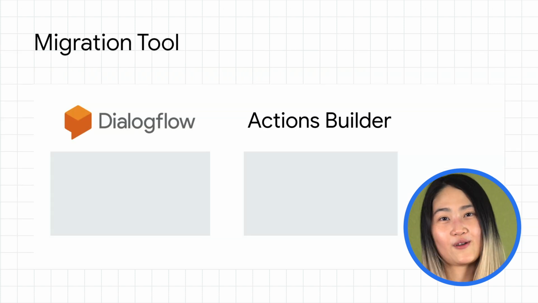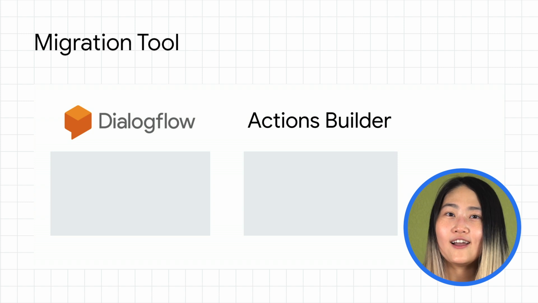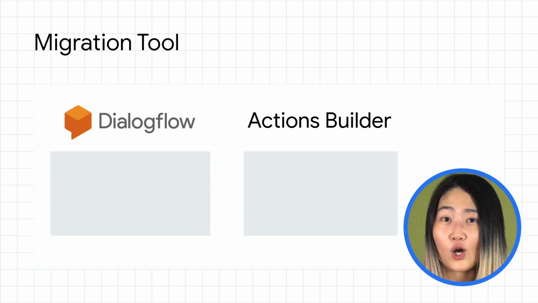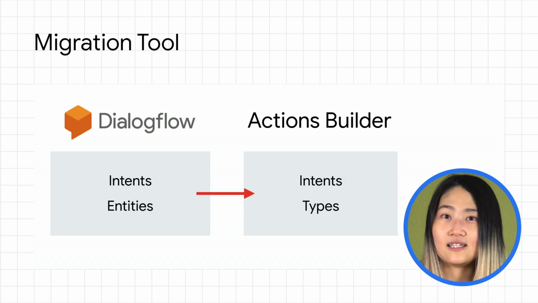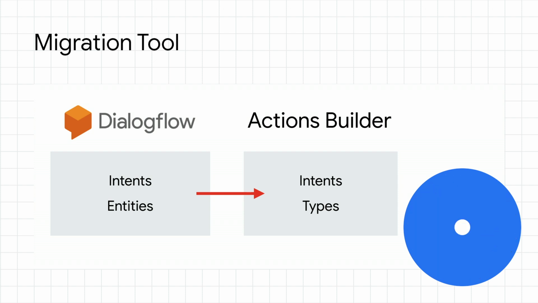To help you migrate your action over to the Actions Builder, you can use the migration tool in the console. The tool helps you speed up the migration process by automatically porting over the intents and types for each of the available languages into the Actions Builder. To learn more about the details on how to migrate your action over to the Actions Builder, check out the documentation in the description below.